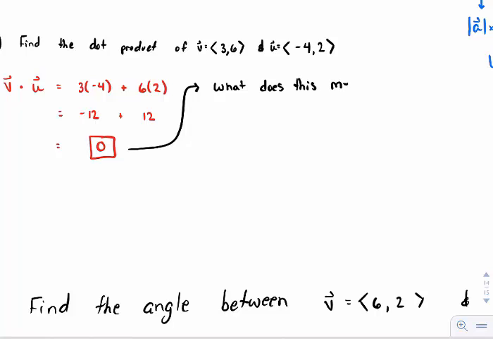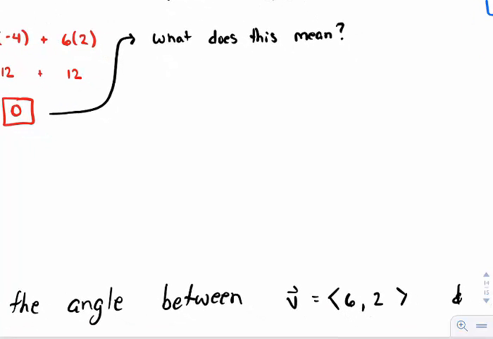Well, it means something kind of neat. So let me show you. I'm going to draw this picture, a quick sketch of it, but I want it to be somewhat accurate based on what I want to do with it. So I'm going to try my best here to get something close to what I want. So I have the point 3, 6. So 1, 2, 3, and I'm going to go up 6, 2, 3, 4, 5, 6. So 3, 6 looks something like that.